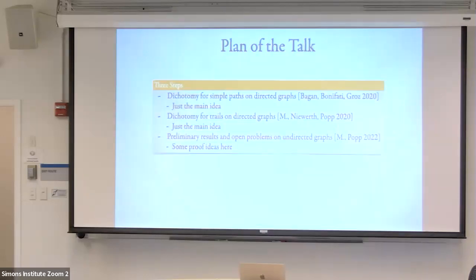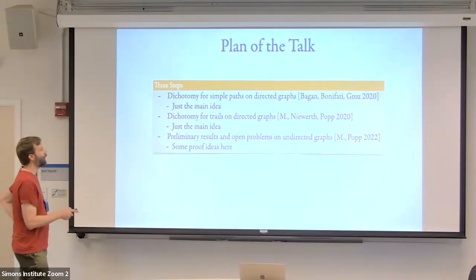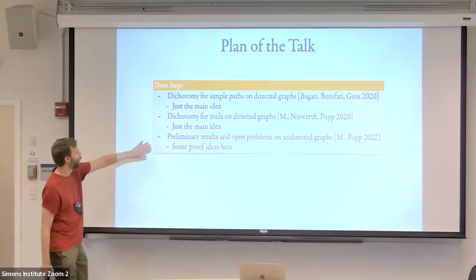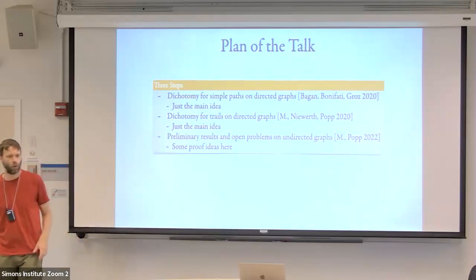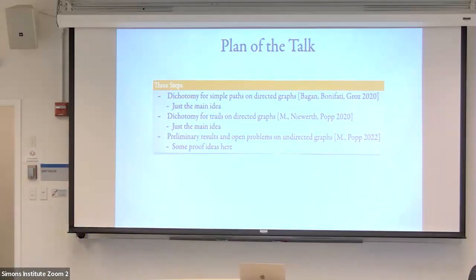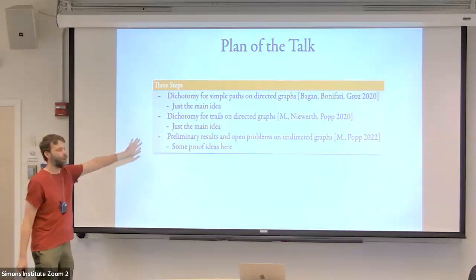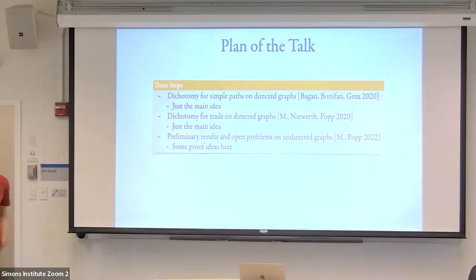Okay, and now for the further part of the talk, I want to tell you three things essentially. First of all, in my abstract, I said that for simple paths and for trails, it is relatively well understood which expressions E give you tractability and which don't. And I want to give you just the main idea here. When you go to the undirected world, we don't understand this so well, and there are many open problems here. And here I would like to give a couple of ideas. Yes?